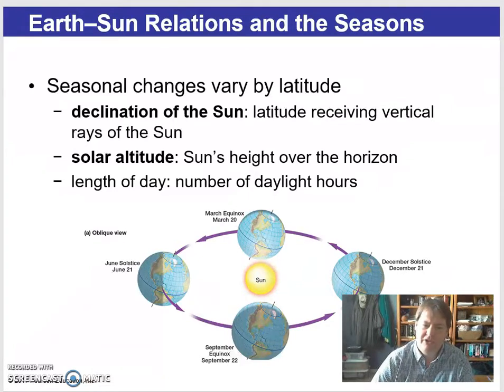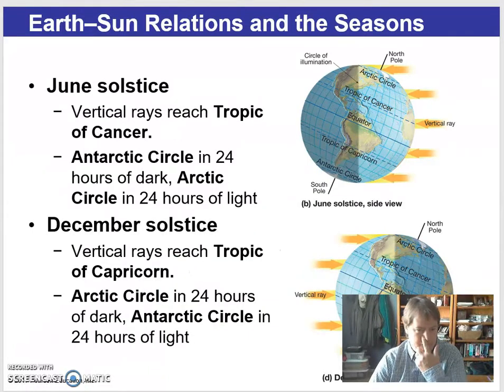The Earth-Sun relationship drives the seasons. Declination of the sun is basically the latitude receiving vertical rays of the sun. Solar altitude, the sun's height over the horizon. So how high is it coming up when the day starts in North America and specifically the United States. We see that at Cadillac Mountain in Maine. And then length of the day, so that changes. Length of the day gets much longer in summer, and then we see it shorten in the winter. So that's what drives all of that.